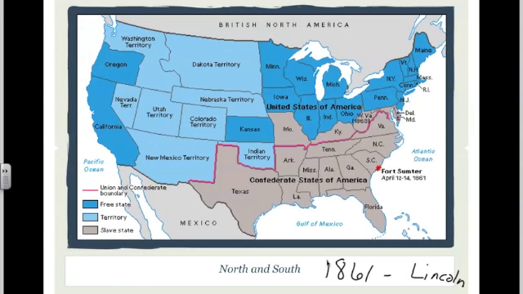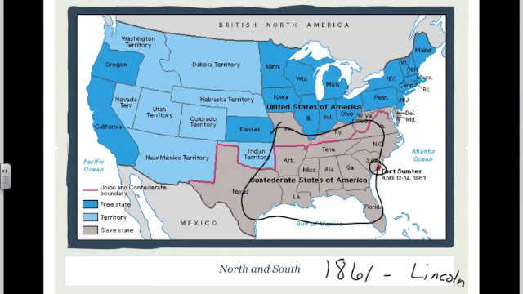So one by one, all of these states in the South began to leave the Union. And they actually started forming their own union called the Confederate States of America. And they elected a president. His name was Jefferson Davis. And in April of 1861, over here in Fort Sumter, South Carolina, Confederate troops started firing on the fort. And that began the Civil War.